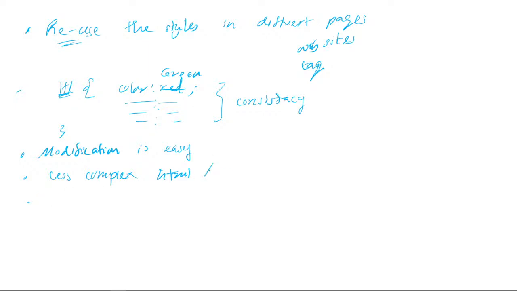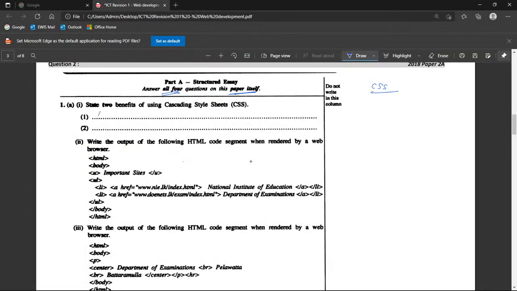Less complex HTML code, and it will be very clean and nice and tidy, right? So you can choose whichever two options, you can choose two and just write them down here, right? So maybe the reusability of the styles in different web pages, and many more, any of the other things that you could think of, right? That's just a quick answer.